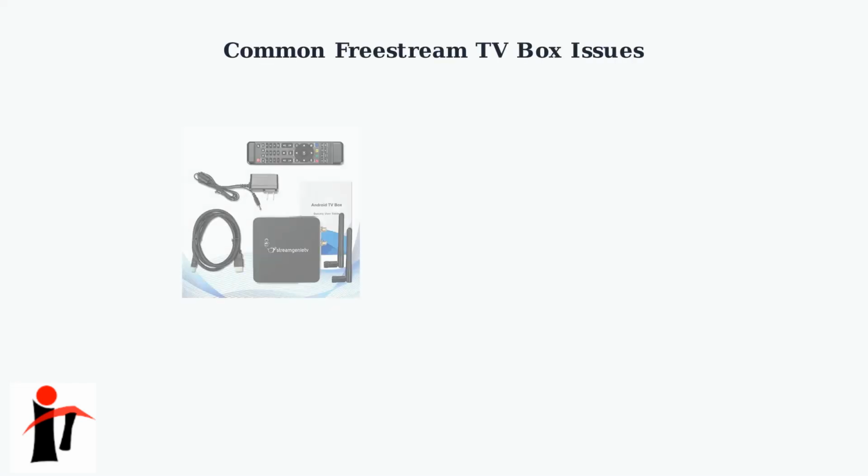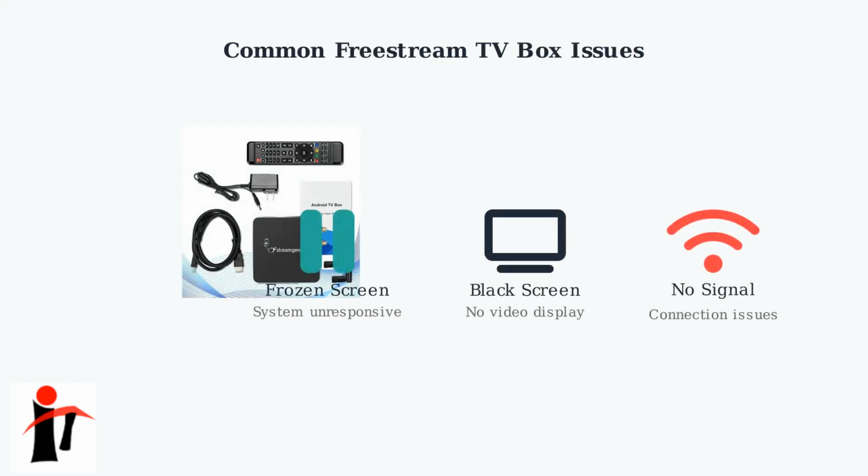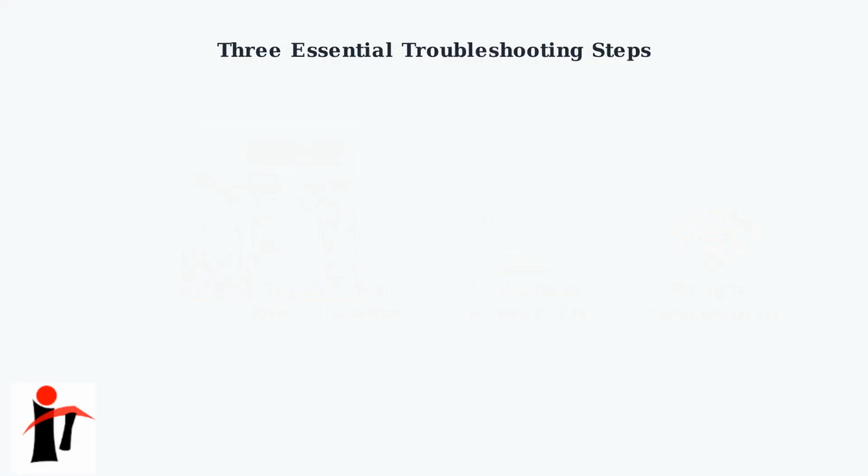Experiencing a frozen screen, black screen, or no signal on your Freestream TV box can be frustrating. These issues often stem from insufficient RAM, overheating, HDMI problems, or incorrect settings. Let's walk through some immediate steps to resolve these problems. We'll cover 3 essential troubleshooting techniques that solve the majority of issues.